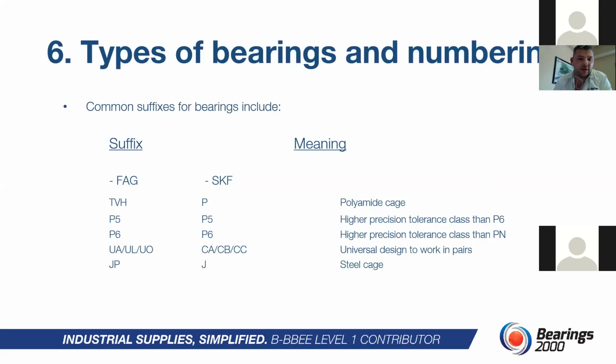The critical one here will be on the FAG side. It's the suffix UA, UL or UO. On the SKF side, the equivalent will be CA, CB and CC. And that will indicate that the bearing is designed to work in pairs. And then another one is the JP suffix, or in SKF's instance, the J, which will indicate that the cage is made out of a normal steel cage.